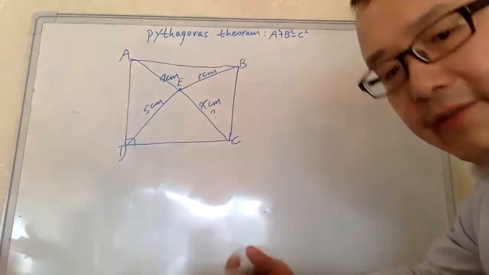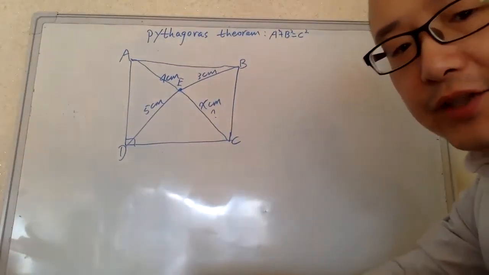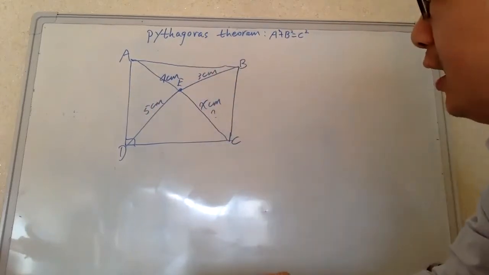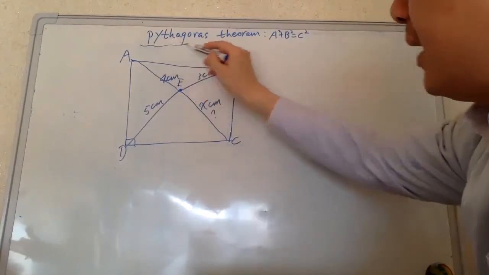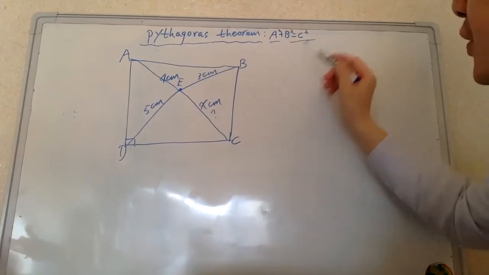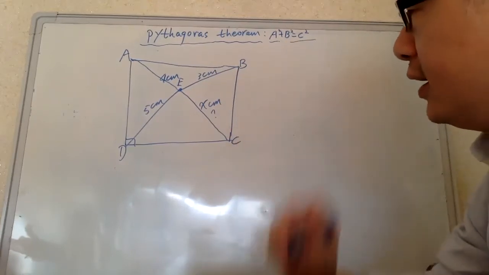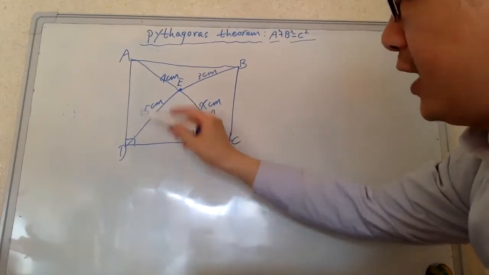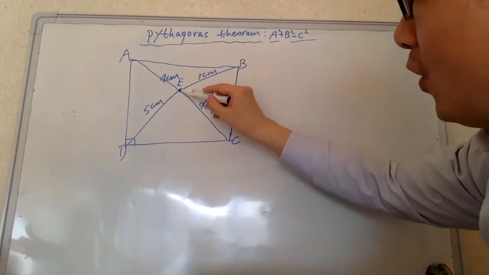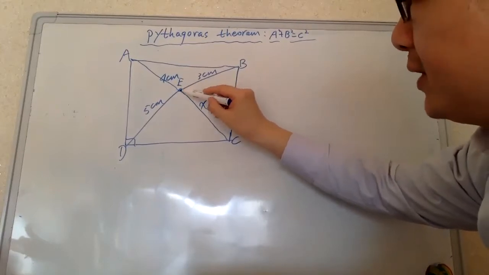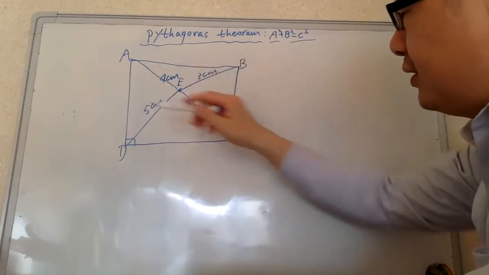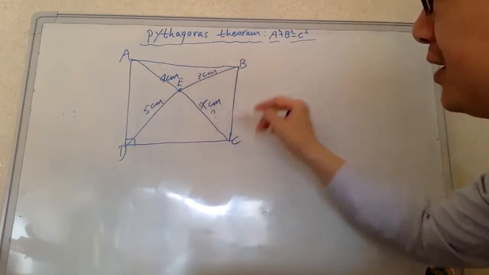Hello, everybody. Today we are going to talk about one question by making use of the Pythagoras theorem: a squared plus b squared equals c squared. In this rectangle ABCD, there is a point, not the center point, but a point E in the middle, inside of the ABCD.